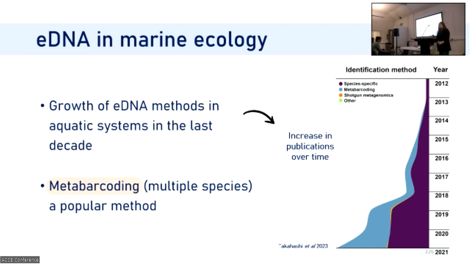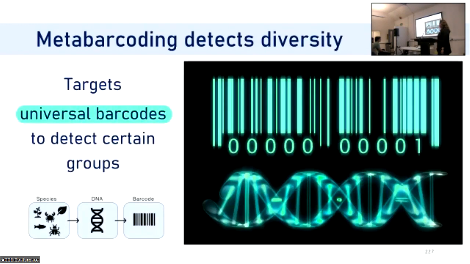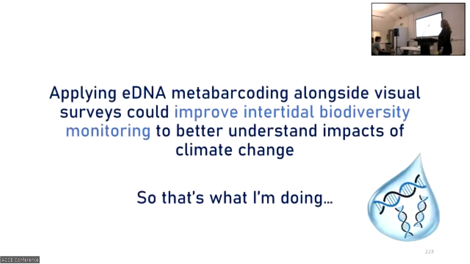Now, eDNA methods in marine ecology have become quite popular over the last decade, as you can see by the increase in publications. One of the most popular methods for biodiversity is metabarcoding, and that's because it allows multiple different species to be detected in one sample. The way that metabarcoding works is just like in a supermarket. You scan a crisp packet or a cereal box, and these universal barcodes are how we detect what species are present and absent. These barcodes are conserved across the tree of life, and so we can pick them out, scan them, and understand what species are there.